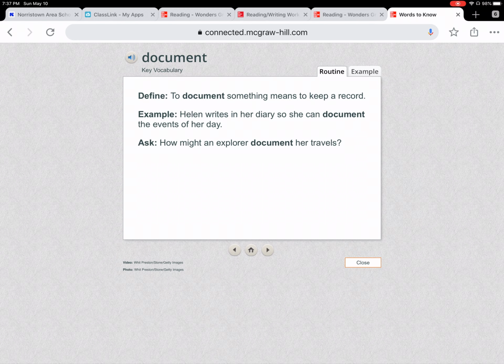Here's a question for you. How might an explorer document her travels? Somebody that's exploring, how would they document their travels? Okay, let's go to word number 3.